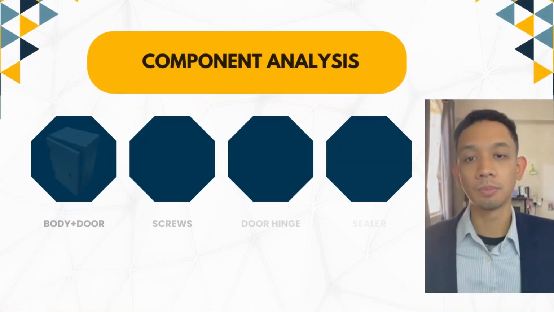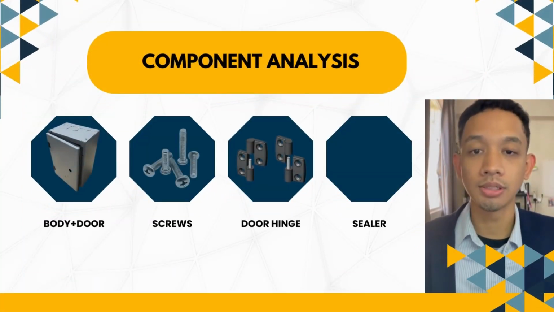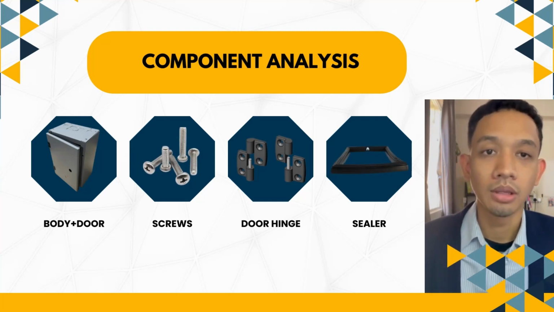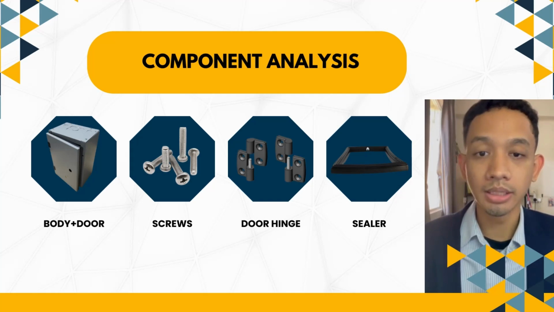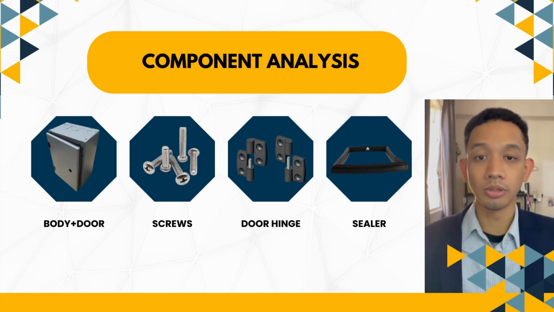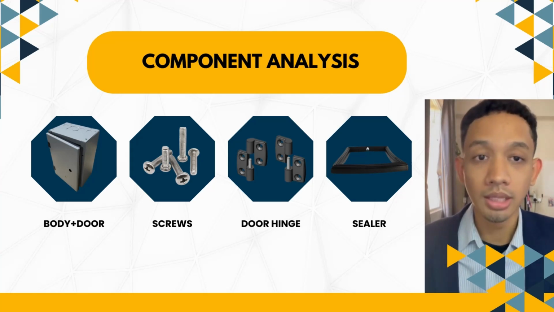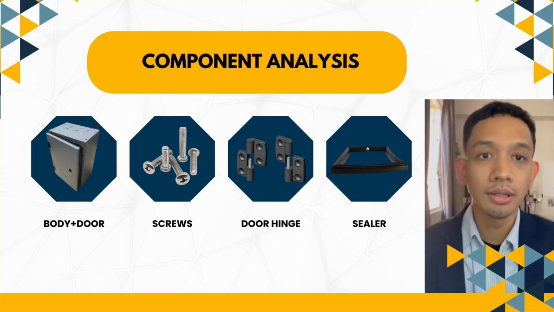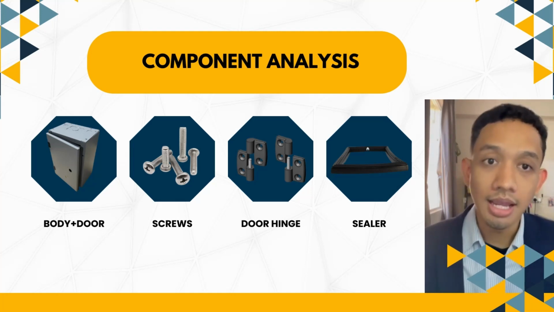Now, moving on to the parts where we analyze the components that are available in the MCB box. Number one is the main component, which is the body and the door. The body and the door of the MCB box is the main component and acts as the main function of the box.